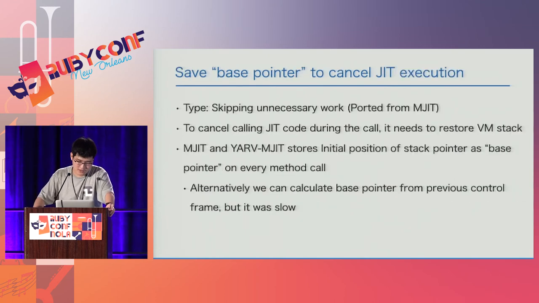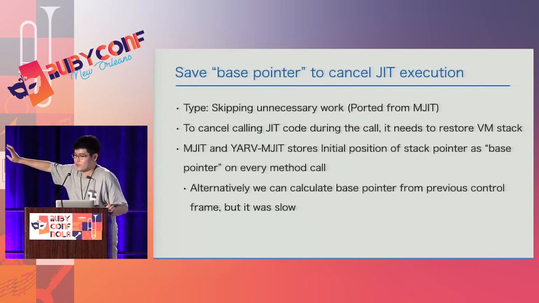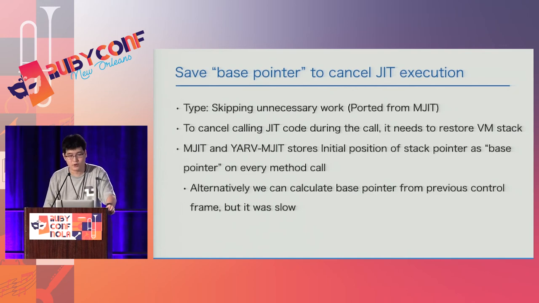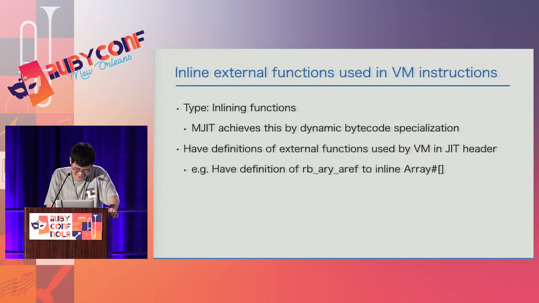And then a very complicated thing is the base pointer. Probably I can't explain this precisely, but as the JIT code is executed frequently, and the JIT compiler compiles only hotspots, all of the compiled methods are hotspots. So even very small tasks would have an impact. And we can calculate the base pointer, which is needed to restore the state to before the JIT run. Please ask this later. Sorry.